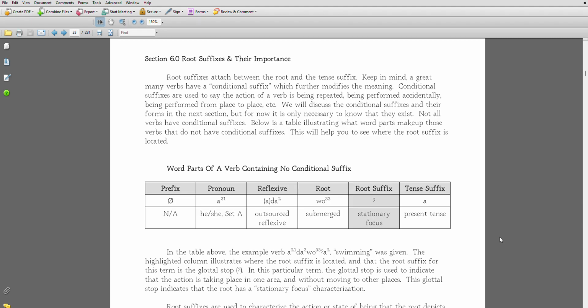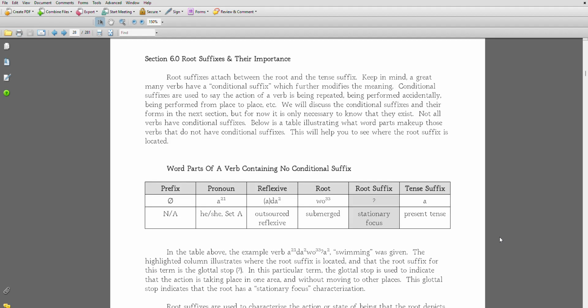Section 6.0, Root Suffixes and Their Importance. Root suffixes attach between the root and the tense suffix. Keep in mind a great many verbs have a conditional suffix which further modifies the meaning. Conditional suffixes are used to say the action of a verb is being repeated, being performed accidentally, being performed from place to place, etc. It may serve you better to think of conditional suffixes as adverbial suffixes, because in most cases they do serve as adverbs.